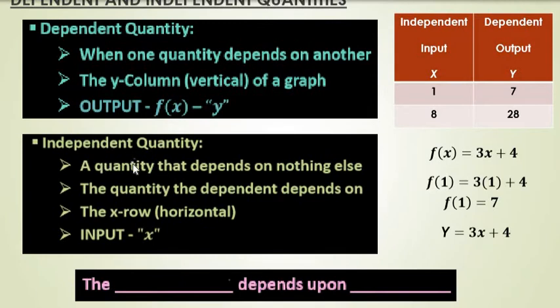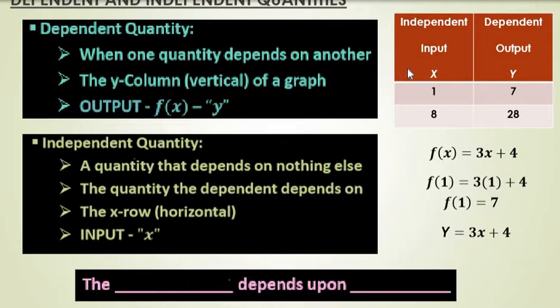When we look at independent quantity, we have a quantity that depends on nothing else. The quantity that the dependent depends on is also the x-axis, or the x row, which is horizontal. The independent quantity is the input, or the x. This does not change right here. The dependent quantity is the one that is being forced to change by the independent quantity. The independent quantity does not change. Here's a sentence to use when you're trying to decide whether it's dependent or independent: the blank depends upon the blank. Does it make sense?